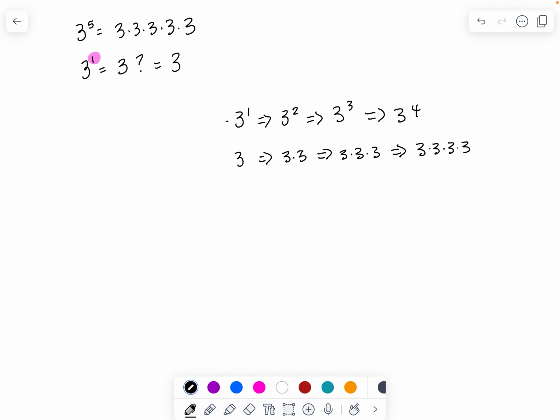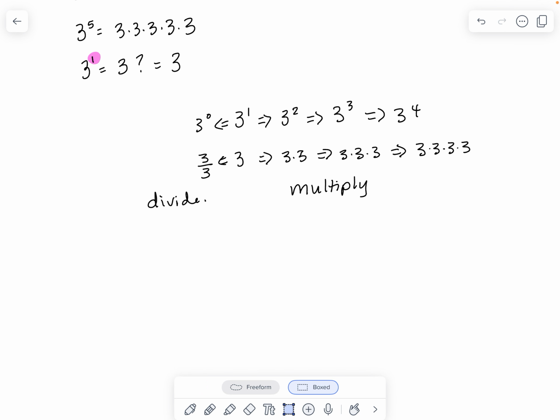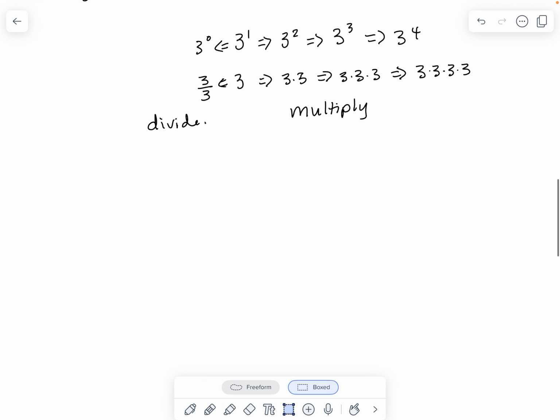What happens when we go the other way? Well, this is when we start dividing. Because if we multiply this way, then we're going to start dividing when we head the other way, okay? So that gets a little bit funky and it seems a little weird, and the weirdness starts with 0. So we're going to start at 3 to the 0.